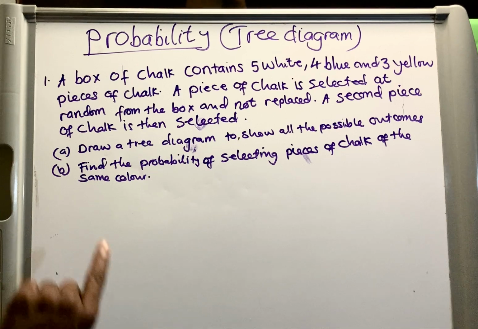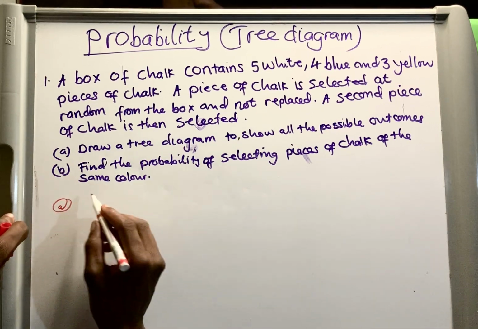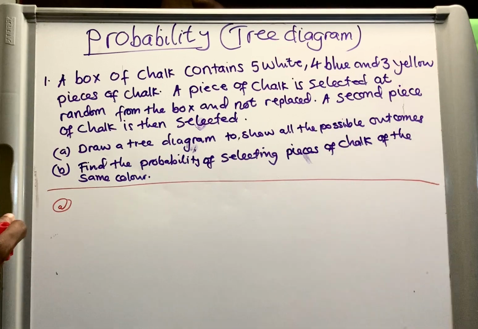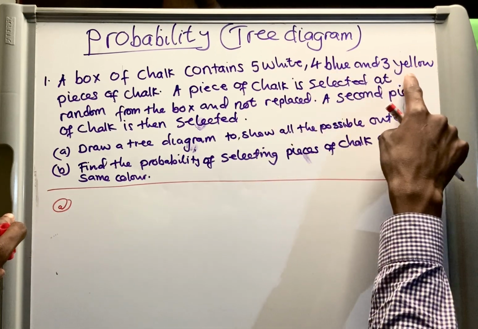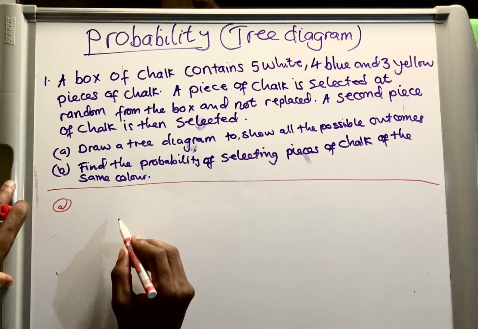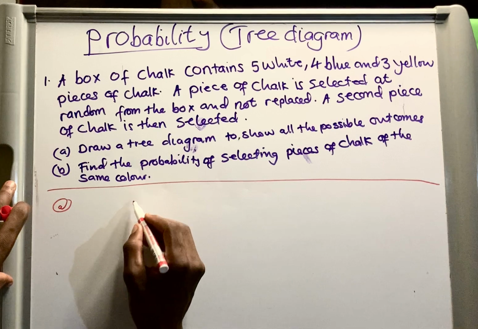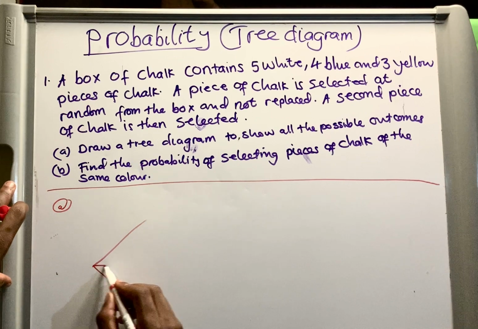So the question is: draw a tree diagram to show all the possible outcomes. So (a), how do we draw a tree diagram? To draw a tree diagram, it depends on how many quantities we have been given. In this case, we have been given 3 colors: white, blue, and yellow. So you have to draw 3 lines representing the 3 colors, like this.